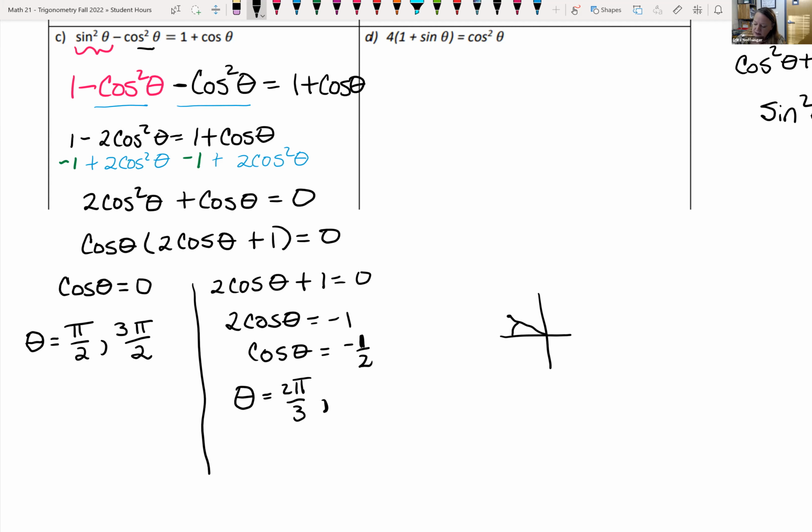And it's also reference angle pi thirds in the third quadrant. That's not right, not to scale, pi thirds would be more up here. So pi plus pi thirds, that's 4 pi thirds.